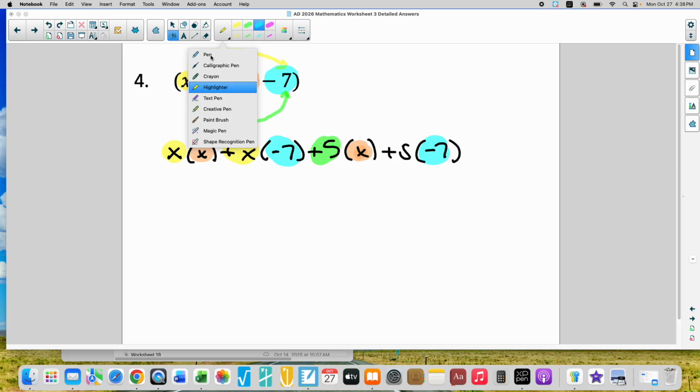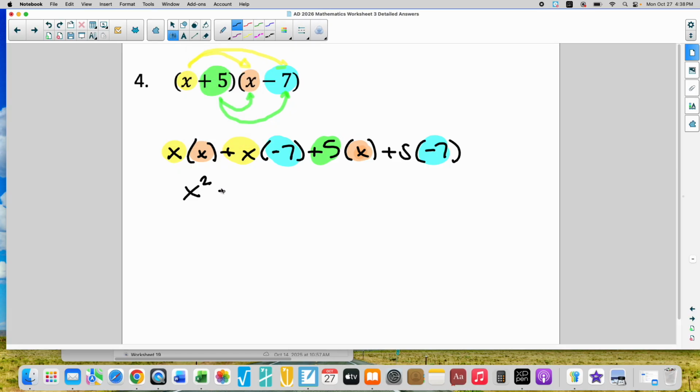So if we simplify that out, we've got x times x, which is x squared, x times negative 7, which is negative 7x, 5 times x, which is 5x, and 5 times negative 7, which is negative 35. We also have like terms in our middle. This is called first, outer, inner, last.